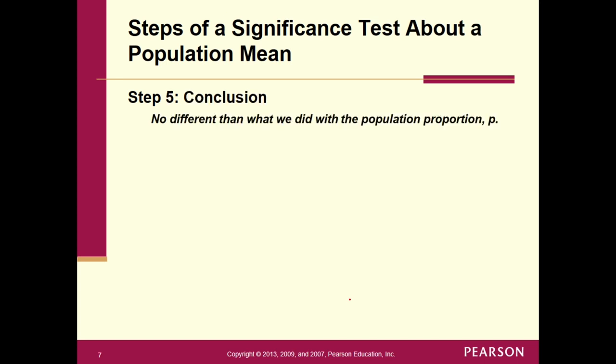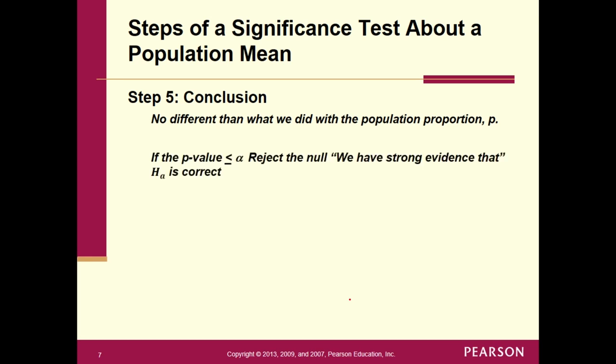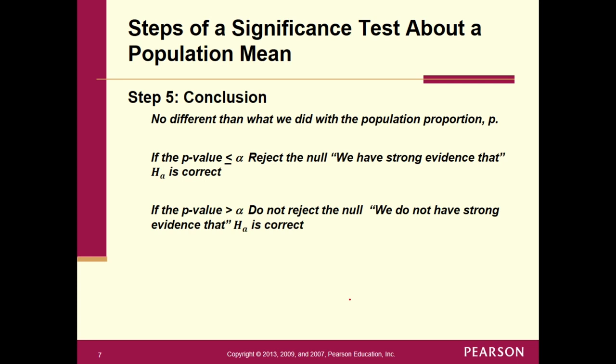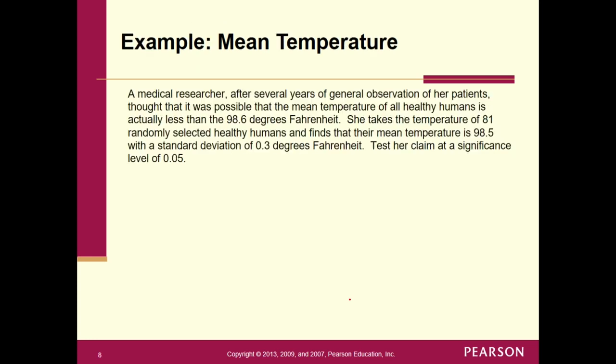So the conclusion is no different than what we did with the population proportion p. If the p-value is less than or equal to alpha, we're going to reject the null, and we're going to say we have strong evidence that HA is correct. And remember, we've got to put that in terms of the problem. If the p-value is greater than alpha, we would say do not reject the null, and we would start our statement as: we do not have strong evidence that HA is correct. That's it. So there are not that many differences, and this is the exact same 5 steps.